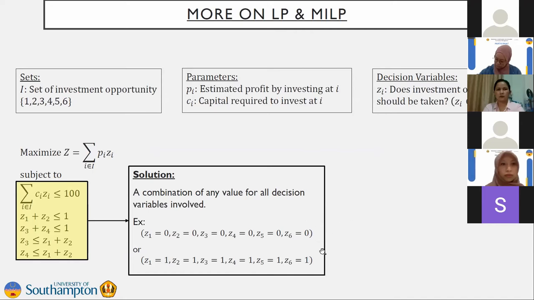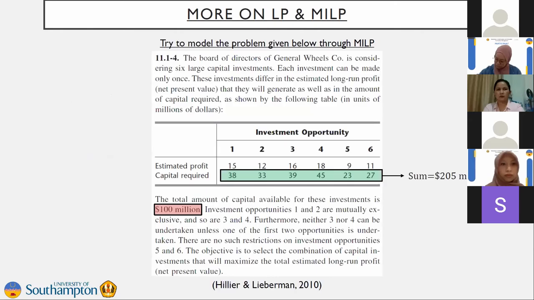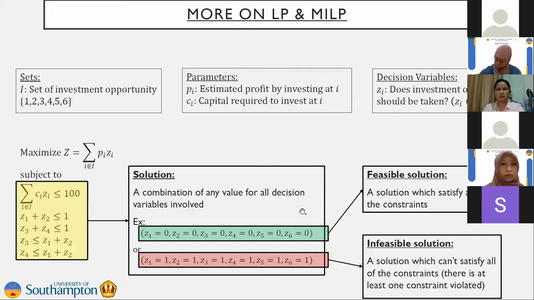We have two solutions. The first one is all zero, and the second one is all one. For example, everything is not taken or everything is taken. After that, we want to talk about the right solutions and wrong solutions. Now we can see that the limitation is $100 million. If they want to take all of the opportunities, then the summation is they need $205 million. So automatically, the second solution is actually wrong.